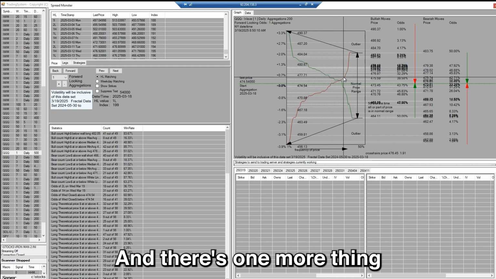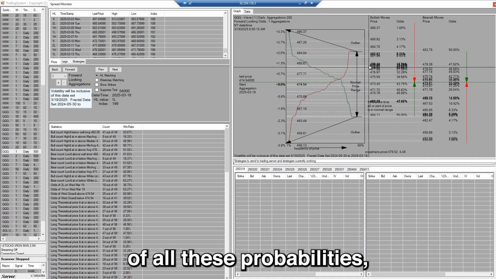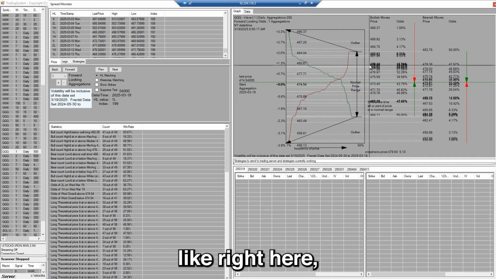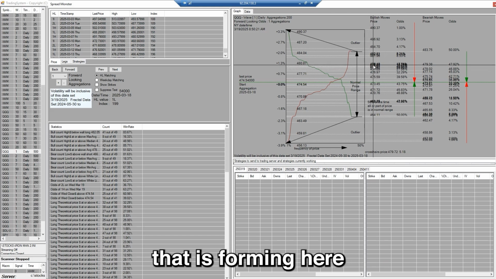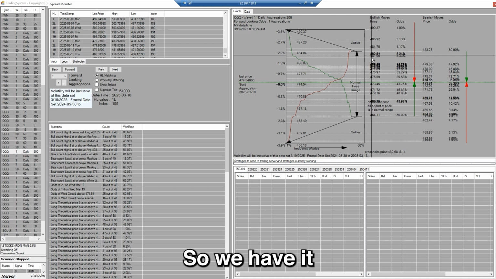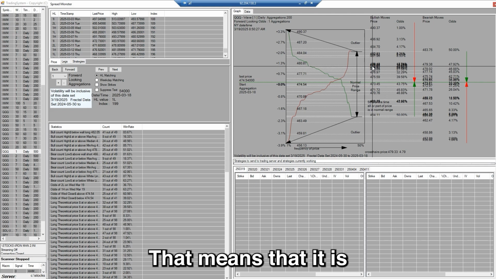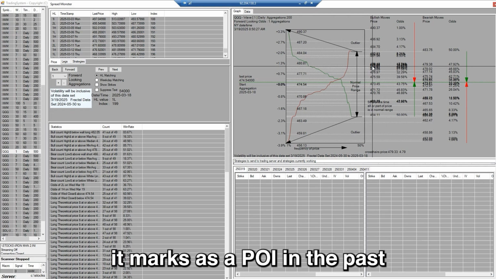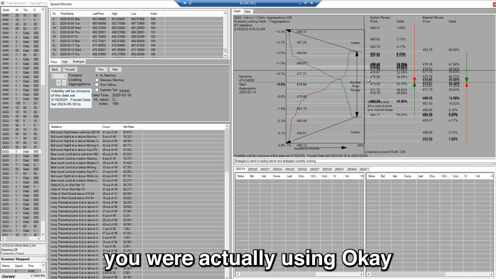And there's one more thing that I've noticed, that is the cluster of all these probabilities. Like right here, you see this cluster of probabilities forming here, that marks a POI. Similar thing right here. Wherever these numbers are getting clustered, that marks a POI in the past 200 days of data, or whatever amount of days of data you are actually using.